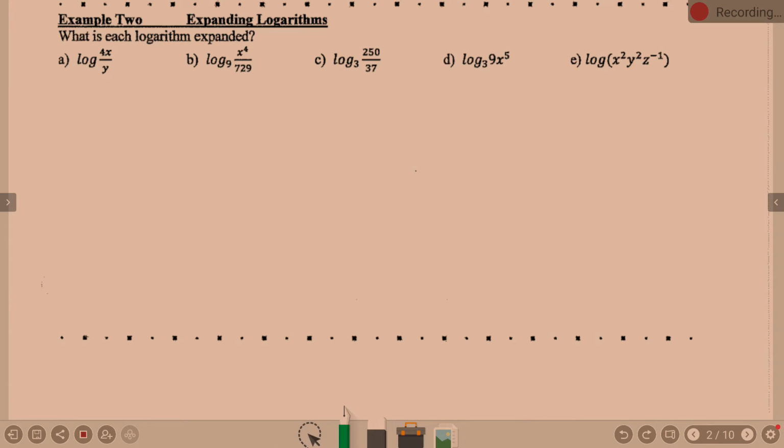So as you look at log of 4x over y, what's the first piece that comes to mind? Log base 10. Okay, it is log base 10. There's no base written, right? Which just means as we write our answer, we don't have to write a base.